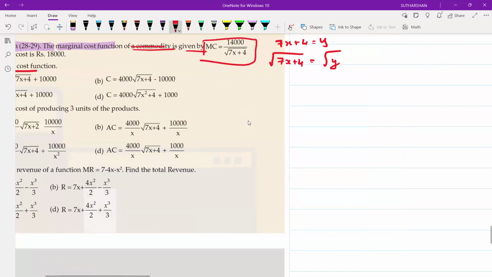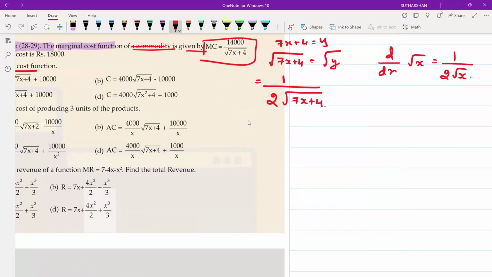We know one thing. d by dx of root x is nothing but 1 by 2 root x. Correct? Yes, sir. So in the same way, if I write that equation, it will become 1 by 2 root of 7x plus 4. So this was one step. And again, 7x plus 4 is there, right? If I differentiate 7x plus 4, it will become 7 plus 0. So it will become 7.